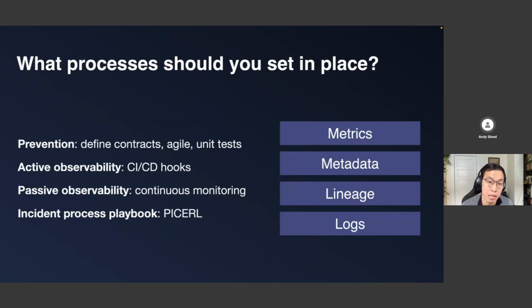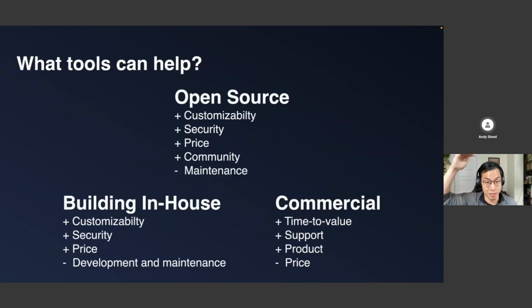Finally, you can put some processes in place using those 4 pillars, whether it's trying to prevent issues up front by defining data contracts or implementing unit tests. You can have an active observability flow within your version control system, a passive observability tool that continuously monitors for these core pillars, and implement some playbook, for example, by identifying issues and remediating them and finally learning from them at the end. And lastly, okay, so you have the goals, metrics, people who are responsible for those metrics, processes that those people can put in place.